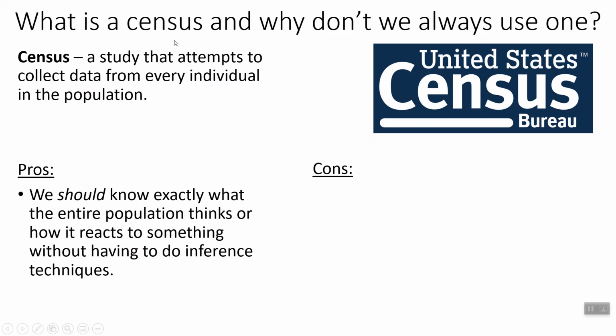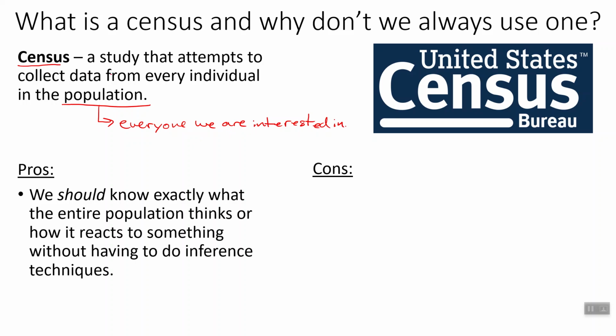All right, so what is a census and why don't we just always use one? So a census is a study that attempts to collect data from every individual in the population. All right, so a population is everyone that we are interested in. So I would write down what a census is, and I would write down what a population is. So it's everyone that we're interested in.